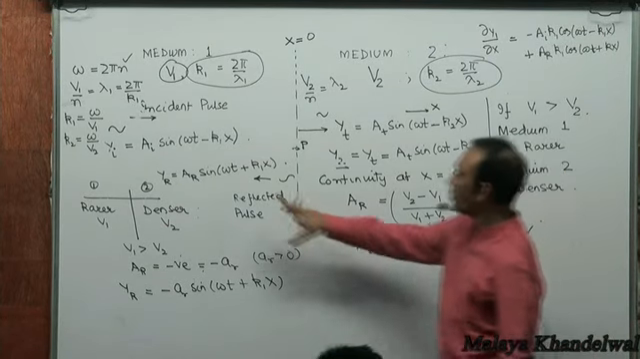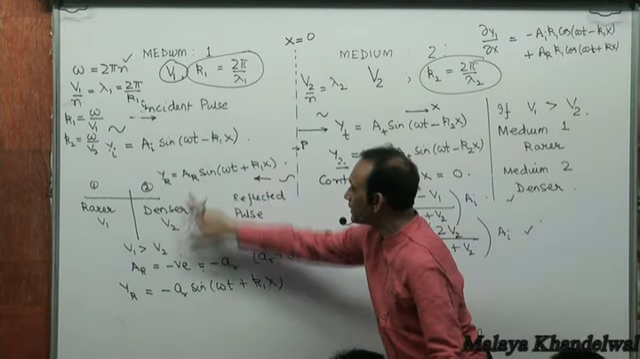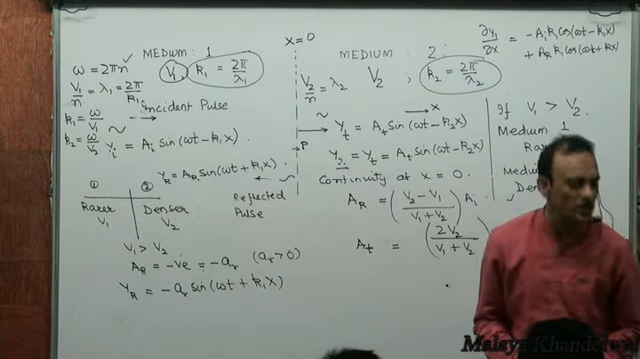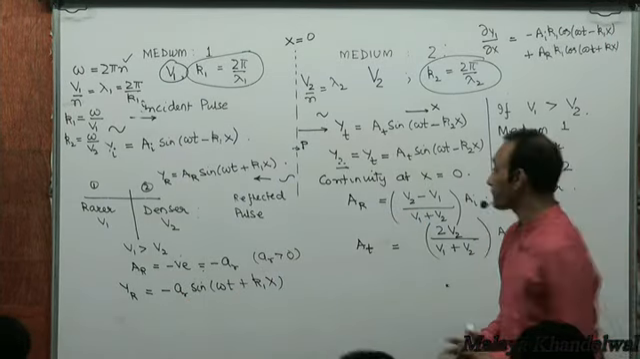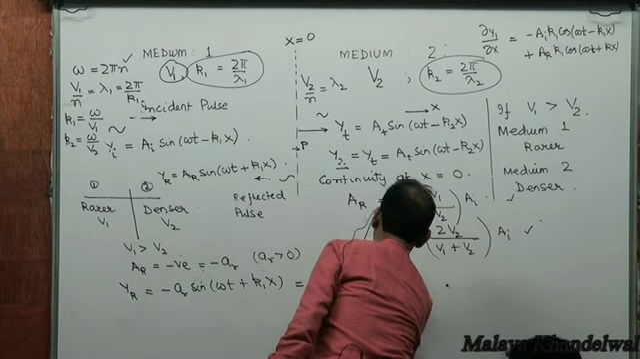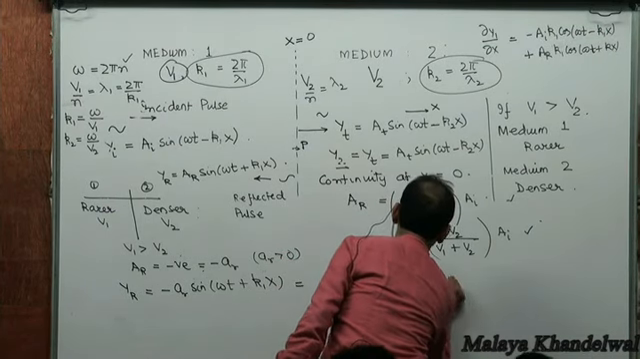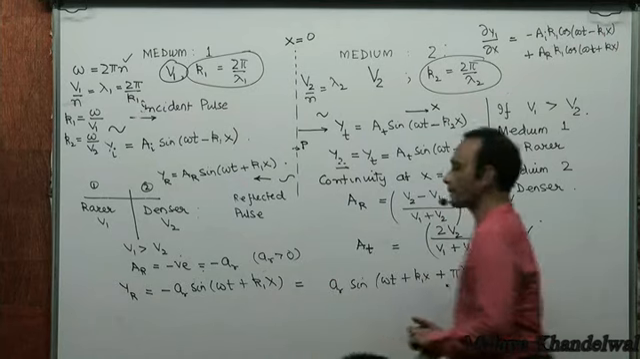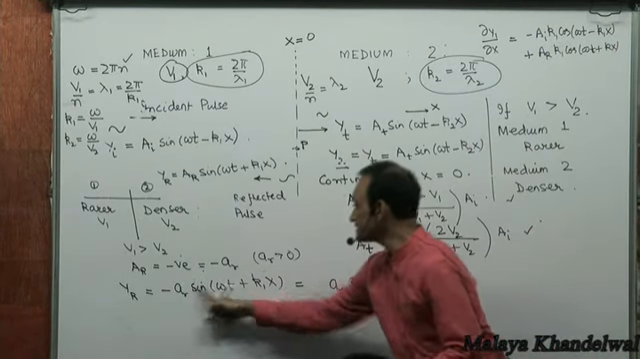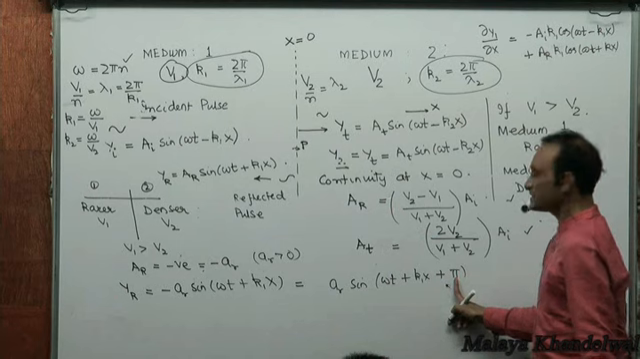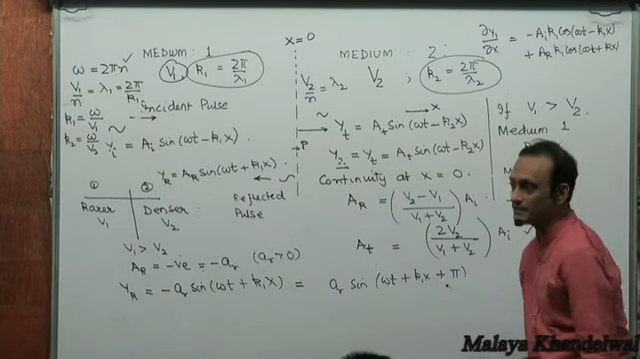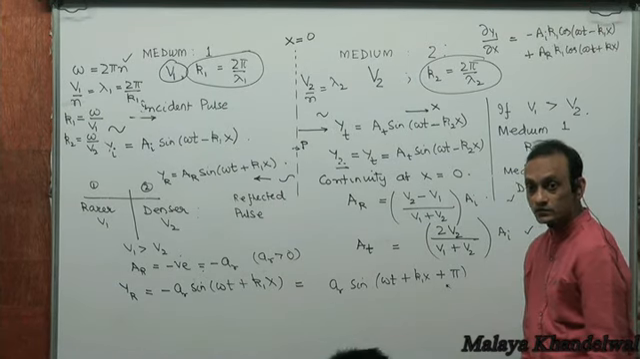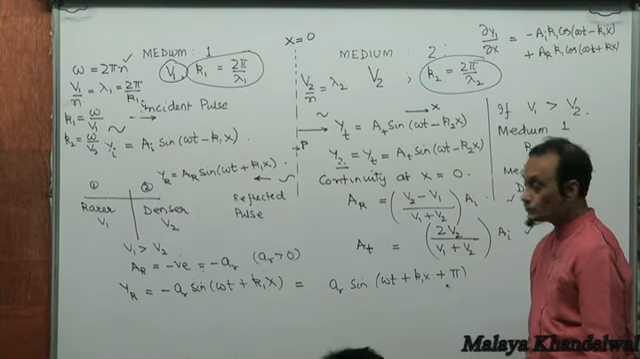Sounds good? All that I did is I wrote this capital AR as minus small AR, where small AR is a positive number. And this can be written as AR sine omega t plus k1x plus pi. This minus is taken care of by this pi, right? Sine pi plus theta would be minus sine theta, right? Yes or no? Which means what?